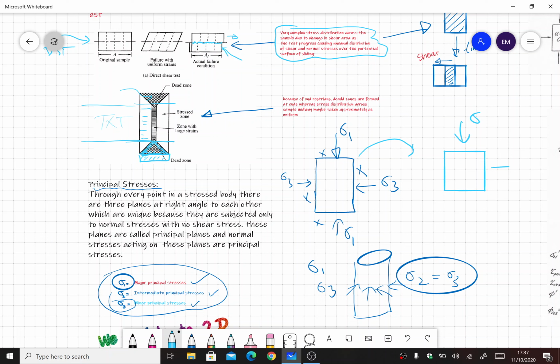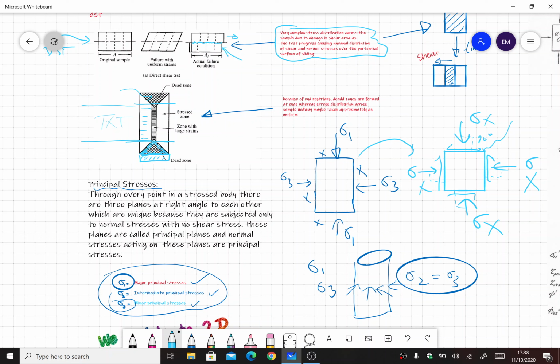So by definition, we should remember that a plane that only contains normal stress acting on it is a principal plane, and the stress itself is called a principal stress. But if the plane is accompanied by shear stresses along with the normal stress, then that is not a principal plane. Okay, so we have to remember these things because they are going to be used throughout this subject.